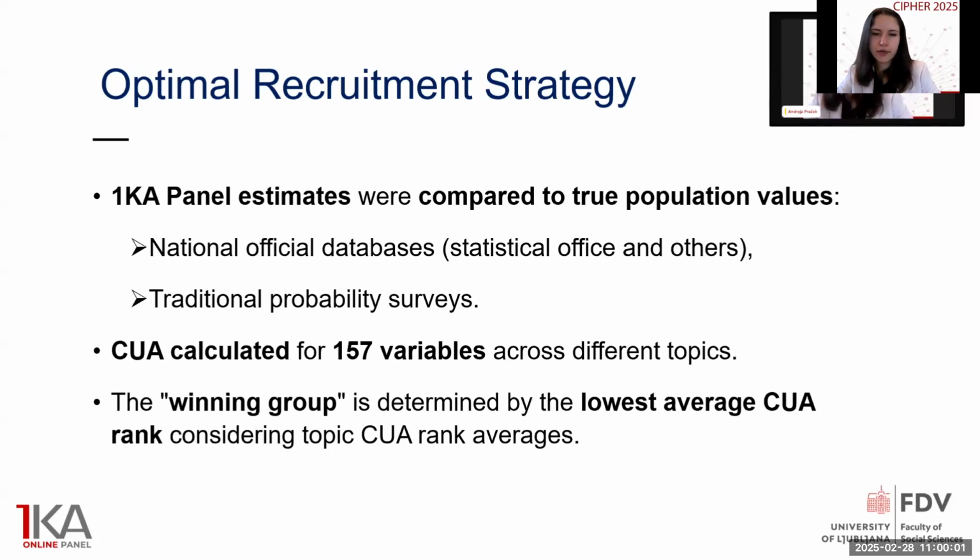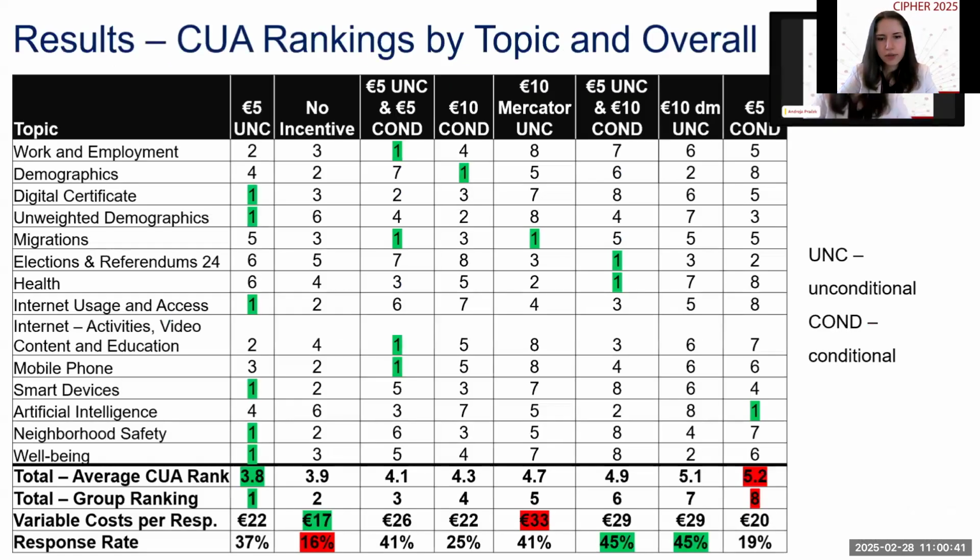After that, the CUA was calculated for 157 variables. So for each variable, we assigned ranks from 1 to 5 to the incentive groups. The group with the best, so the lowest CUA, received rank 1, the second best rank 2, and so on. We then calculated the average CUA ranks for each topic, for example, voting variables. And finally, the total average, which is the average of all the topic averages, was calculated. The winning group was then determined by the lowest total average. So on the next slide, we can see the results.